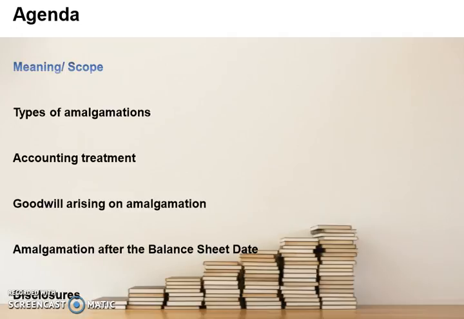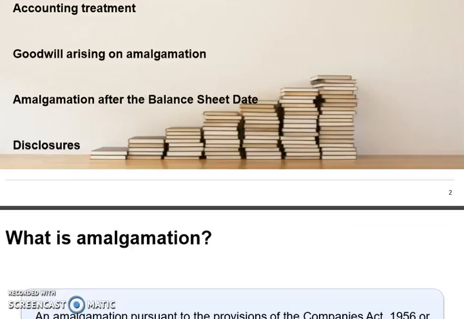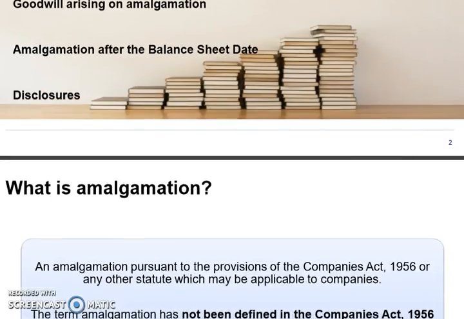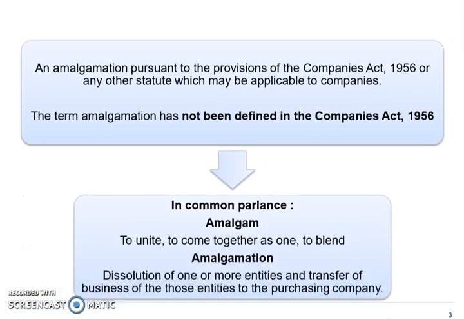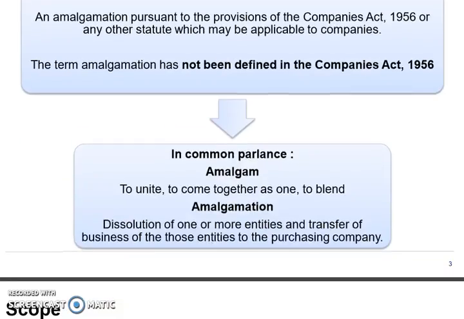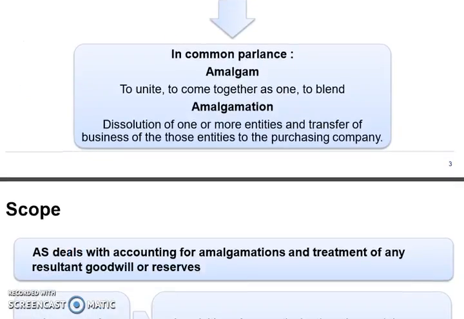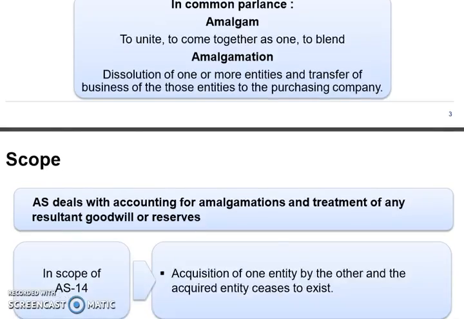So, a definition of amalgamation as such is not there in the Companies Act 1956 or the Companies Act 2013, I would say, but what AS14 tells is an amalgamation pursuant to the provisions of the Companies Act or any other statute which may be applicable to companies. That is what is amalgamation. There is no definition as such by the Companies Act. Now, what is the scope of amalgamation, and what is the scope of accounting standards in terms of amalgamation?